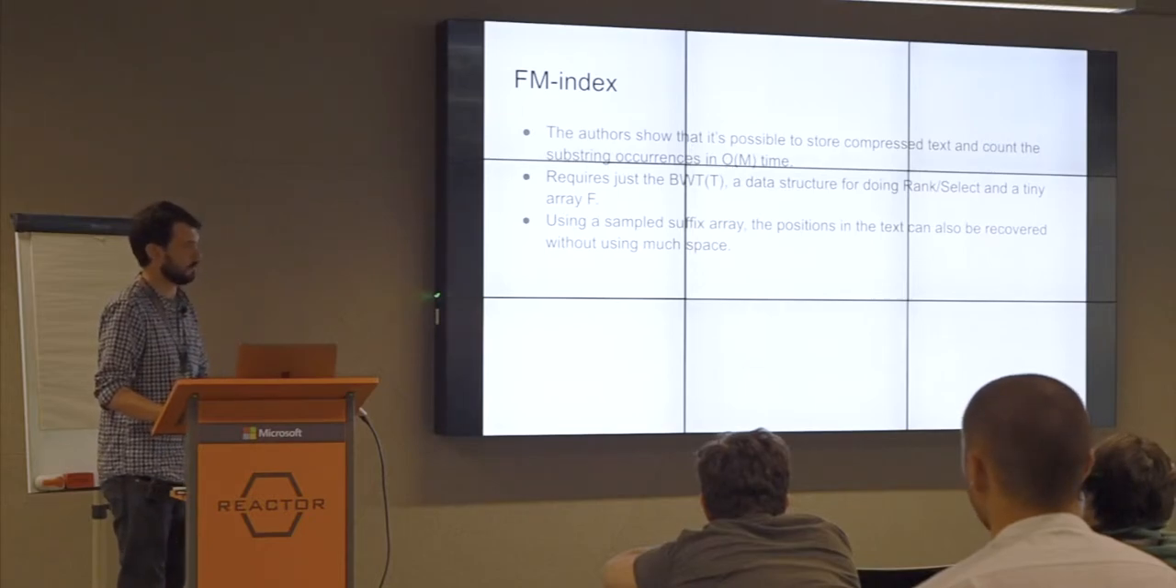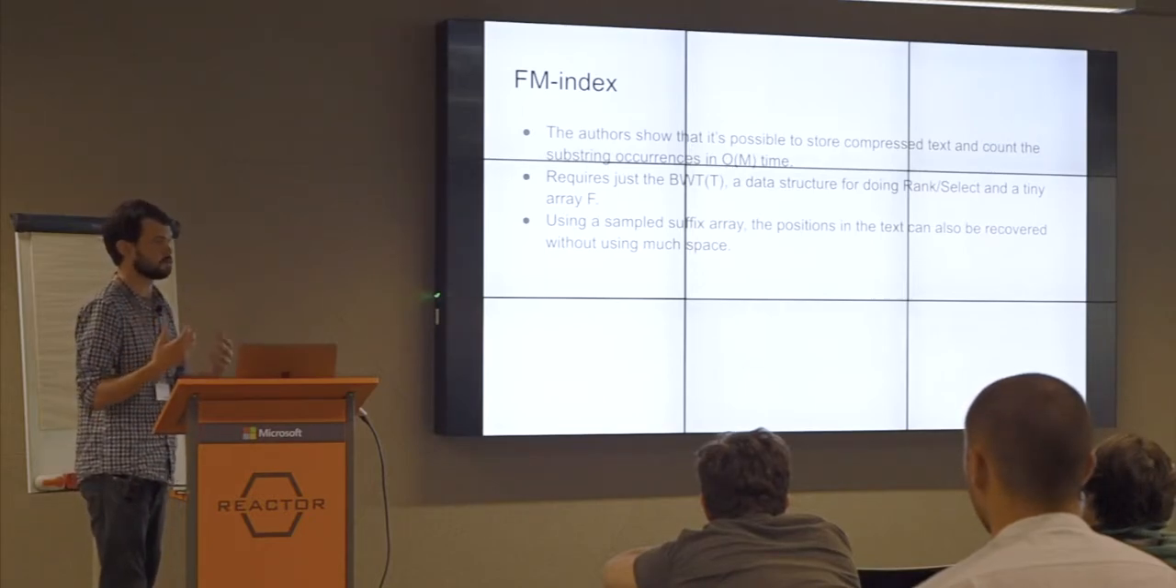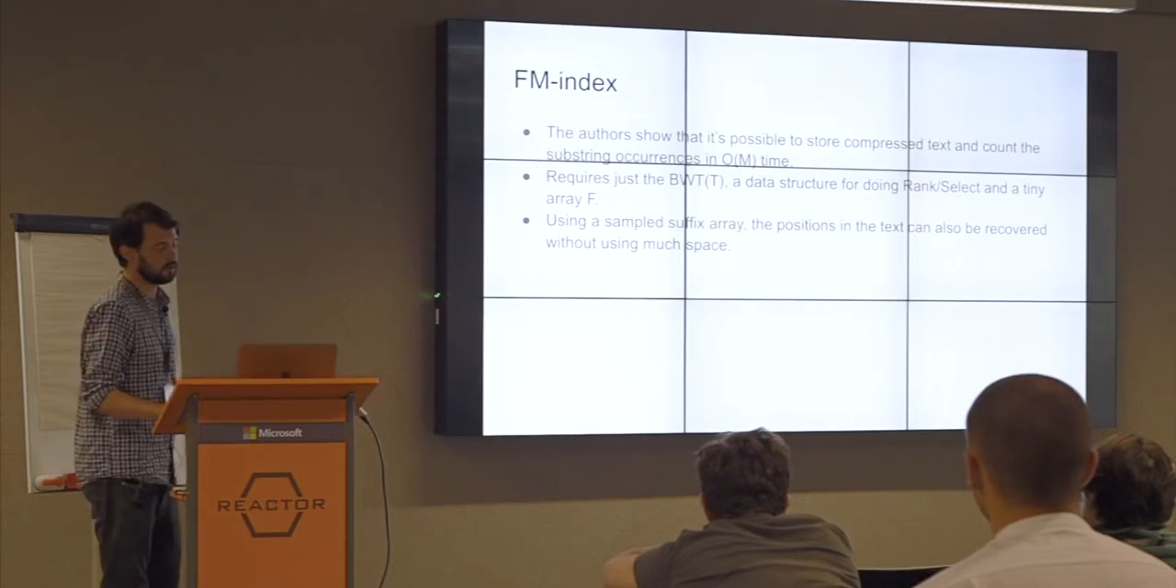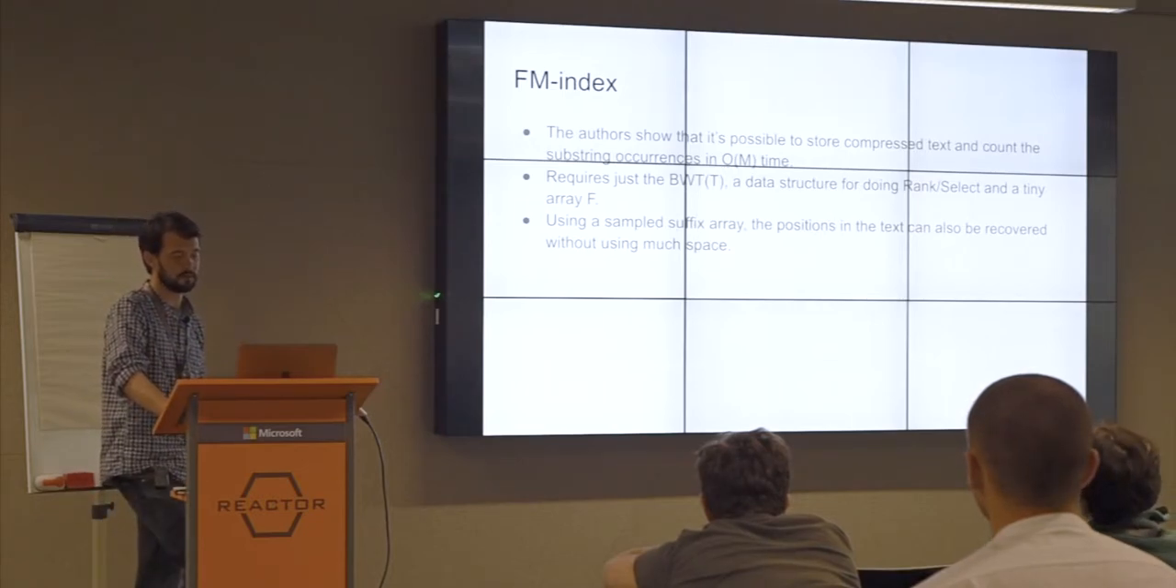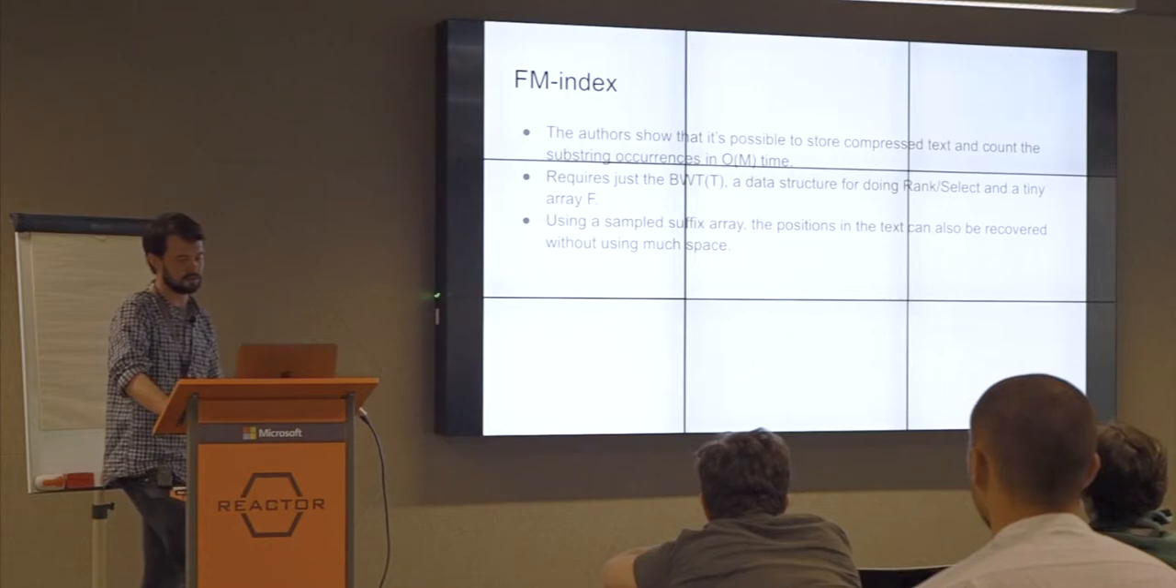And if we want more information, such as where those substrings actually occurred in the original string, we just need a sampled suffix array, which stores just some of the positions.